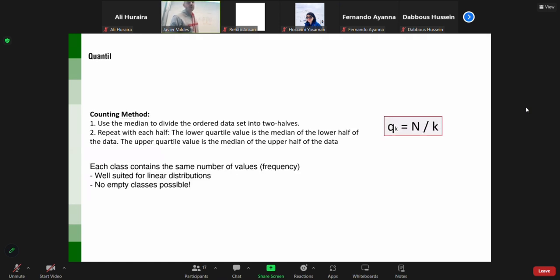Okay, so quantile. How do we do that? You use the median to divide the ordered data set into two halves. And then you do that again with each one of them. Then you have the first quartile, the 25%. Then you have the median, which is your second quartile. And then you have your third quartile, the 75%.